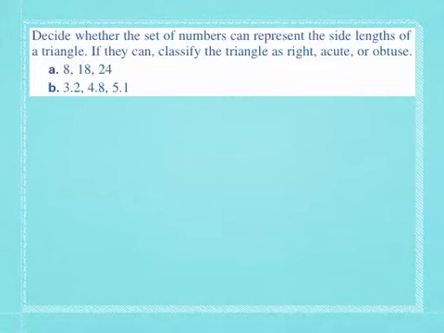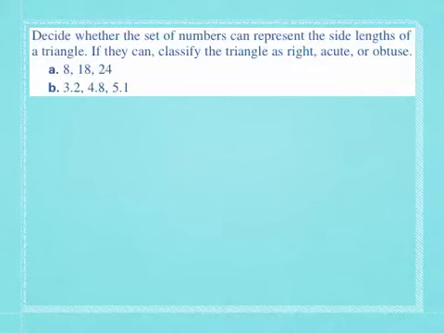So for A, they give us 18, 8, and 24. If you did 8 plus 18, that would be greater than 24. 18 plus 24 would be greater than 8. And then 8 plus 24 would be greater than 18. Because the sum of any two of those numbers is greater than the third number, we know that these could be the side lengths of a triangle.